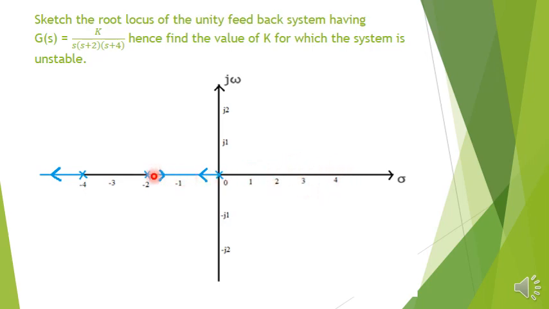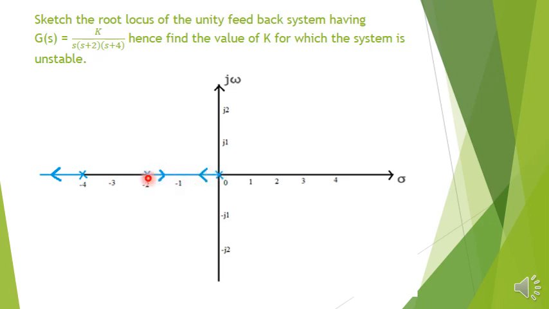Now between 0 and minus 2, if I consider any point in this, for example minus 1, minus 0.5, minus 1.5, any point between 0 and minus 2, to the right of that point on the real axis only one open loop pole exists. So this 1 is an odd number. So the entire region from 0 to minus 2 is a part of the root locus. That is why I have drawn it using a blue color.